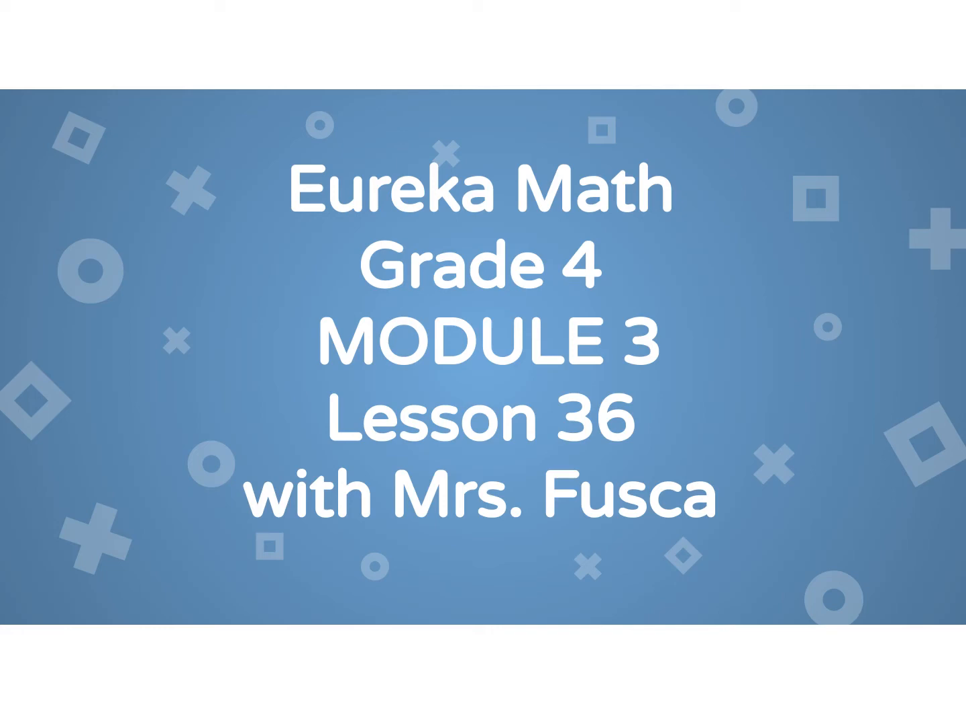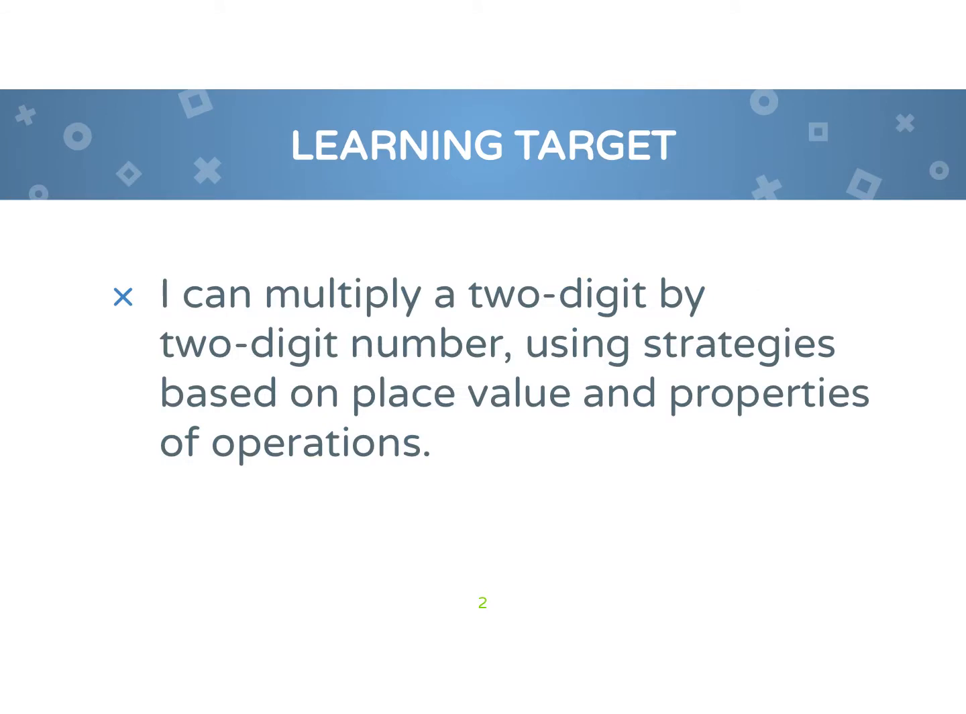Okay, we just have a few more lessons to finish up Module 3 before Christmas. So today we're going to be doing Lesson 36. Remember, we're just working to get to this learning target: I can multiply 2-digit by 2-digit numbers using strategies based on place value and properties of operation.